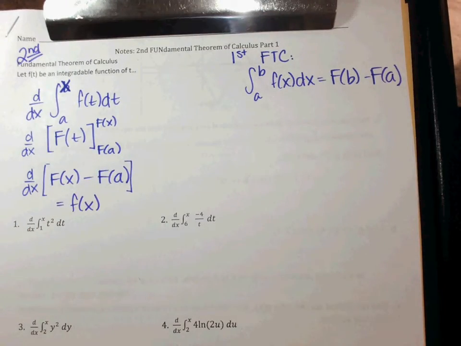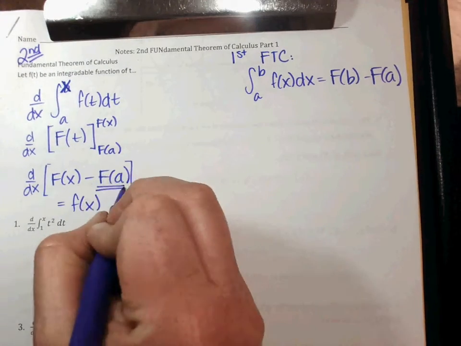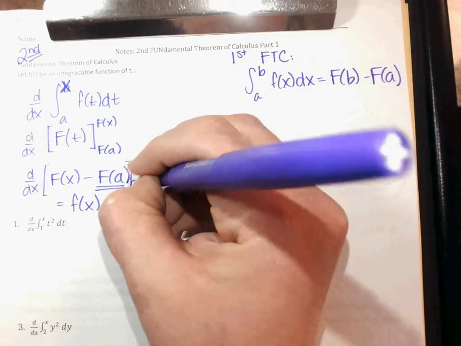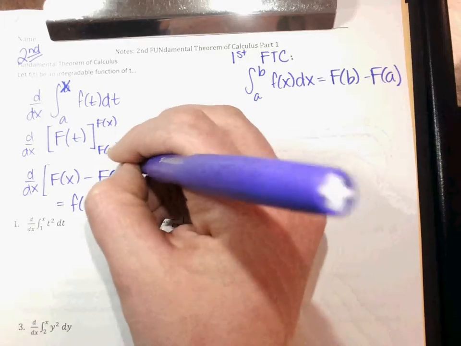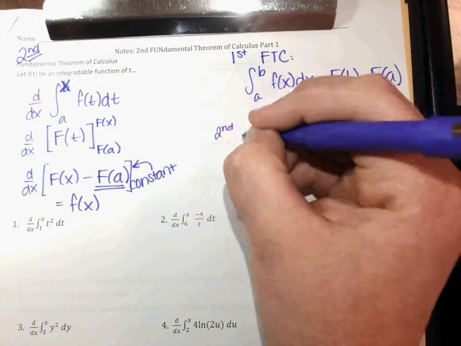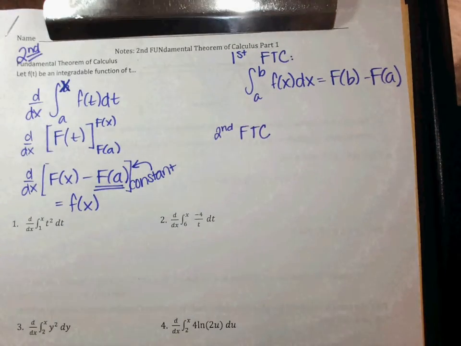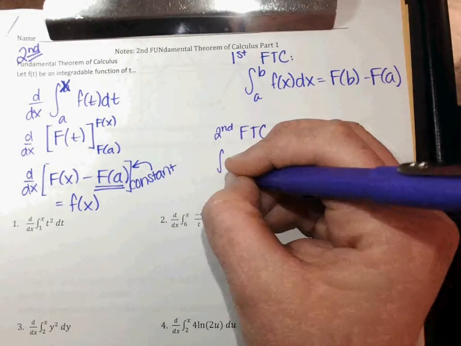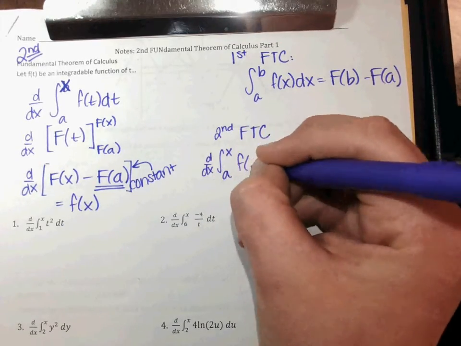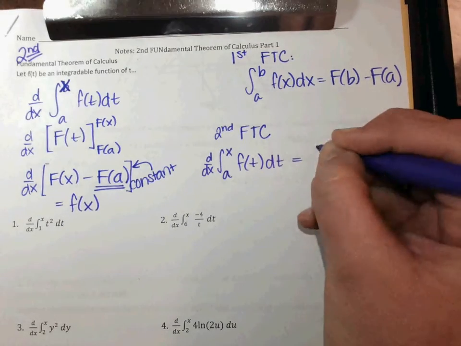Yeah? Now, what about capital F of a? Well, a is a constant, so if you take the derivative of a constant, what are you going to get? 0. It's going to go away. So when you take the derivative of a constant, the second part of that is just going to 0 out. So, here is your second fundamental theorem of calculus. We're going to just shorten it without all the extra stuff in the middle. The derivative of the integral from a to x of f of t dt is f of x.